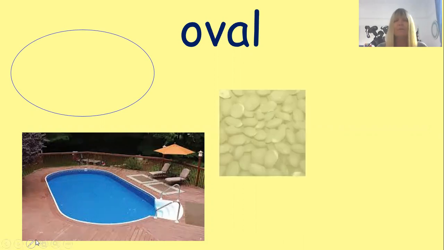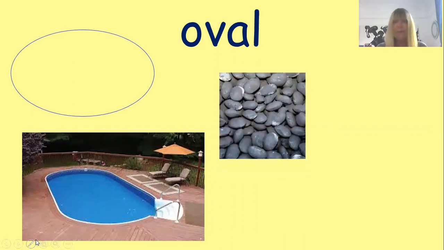What else have we got? Oh, pebbles on a beach. If you went to a beach and looked down, you would see thousands of pebbles on the floor that are oval-shaped.